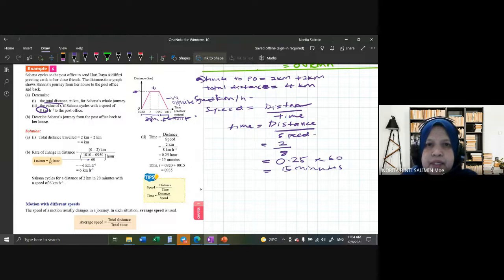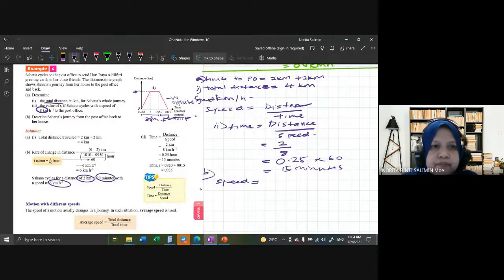Okay. This is for question number 2, A1, A2. And question B. Rate the check. Okay. Describe Sahana journey to the post office and back to her home. Kita tadi bila describe kita mesti ada apa? Mesti ada distance, mesti ada time, dan mesti ada speed. Speed ni kita cari dah dulu.